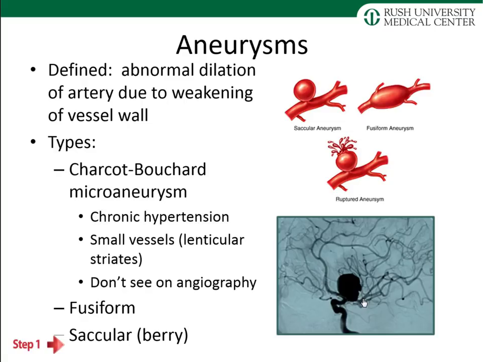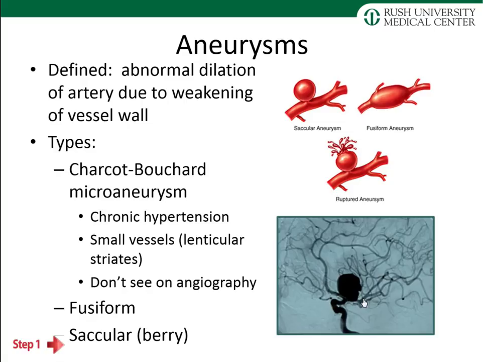So there's 3 types of aneurysms. There are 2 that are likely to be on your Step exam. The first are the Charcot-Bouchard microaneurysms. And these are seen in patients who have chronic hypertension, and they're found in small vessels. So we'll typically see them in the lenticulostriate vessels and can lead to basal ganglia stroke. We frequently will not see these in angiography because they're so small.